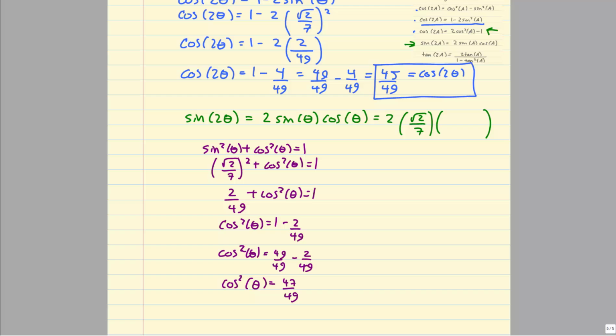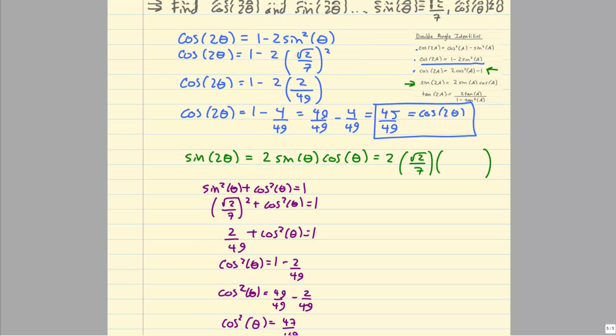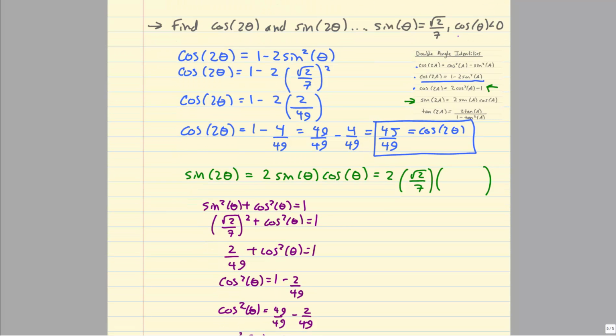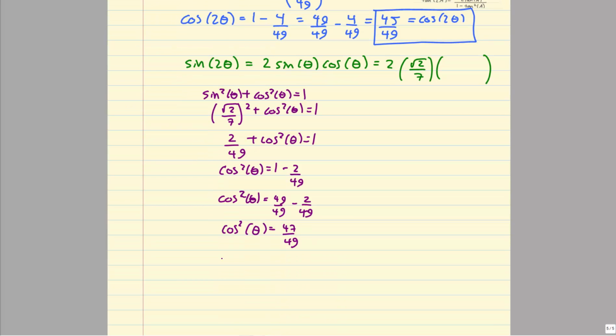Now of course I need to take the square root next, but let's run up and see here. It says cosine of theta is less than 0. So that means I'm going to take the negative root here. I have 2 roots, so it would be root 47. Square root of 49 is 7. And again, I was given that this is negative. That information was provided. So this is going to be a negative square root of 47 over 7.